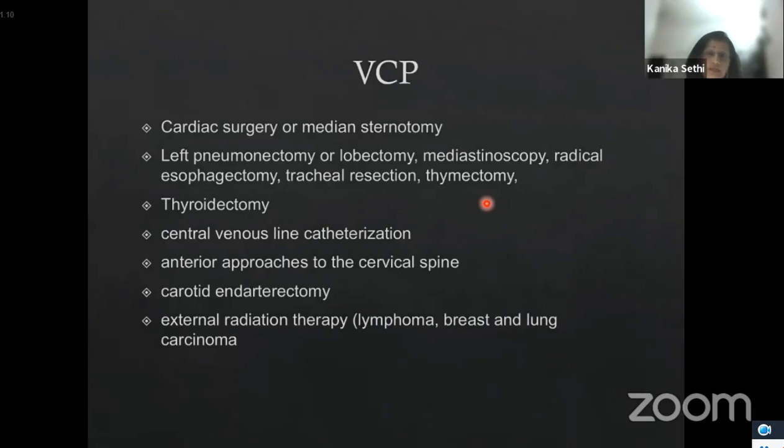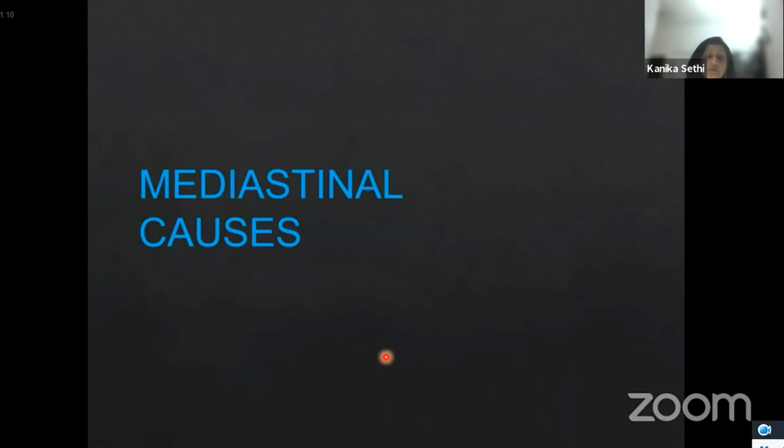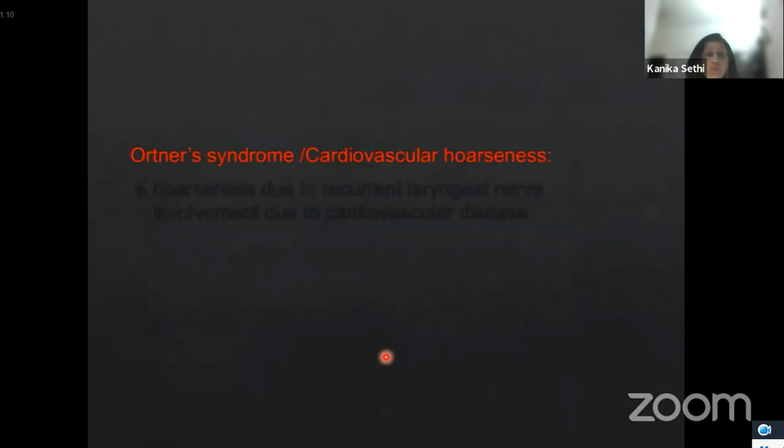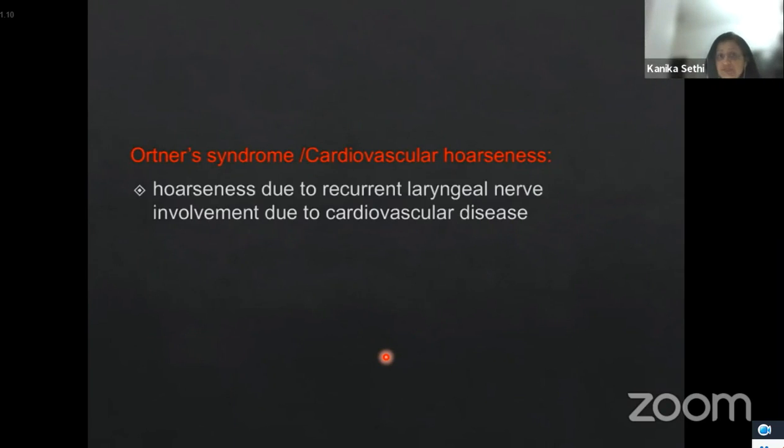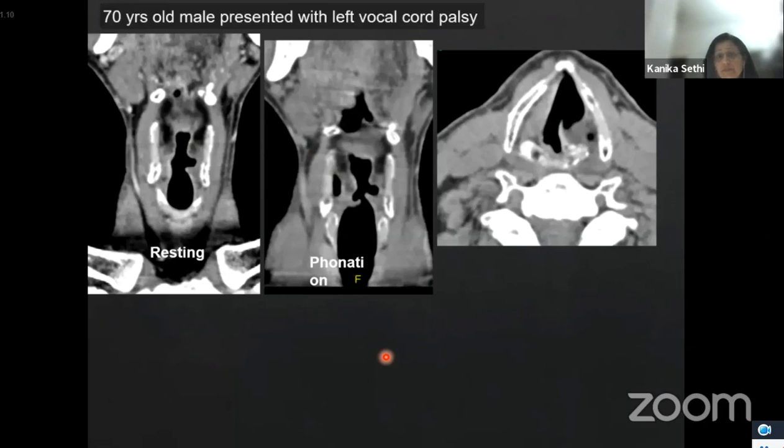When you are looking at a post-operative patient, you can see this in cases of some cardiac surgeries, thyroid surgeries, central venous line catheterization, and surgery on the cervical spine with anterior approaches. All these can cause vocal cord palsies. Then we move on to the mediastinum. What is Ortner syndrome? Ortner syndrome is hoarseness due to recurrent laryngeal nerve involvement due to a cardiovascular disease.